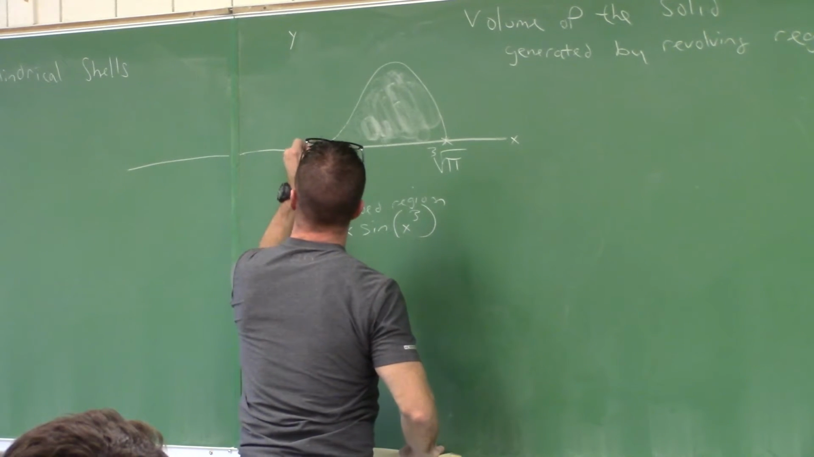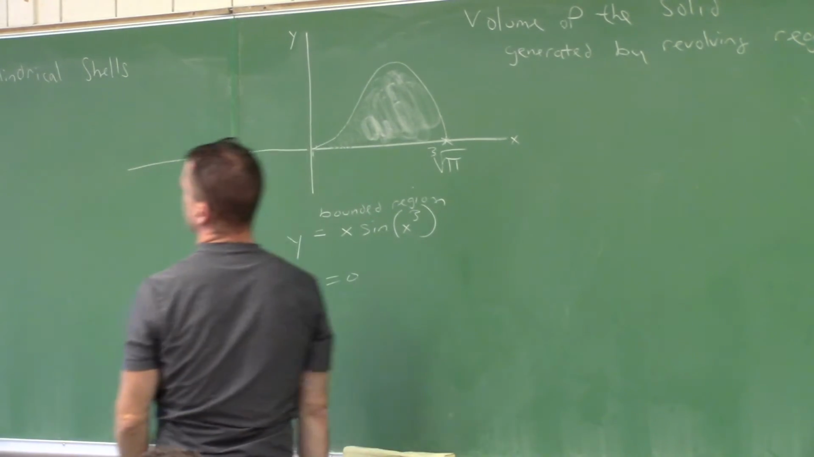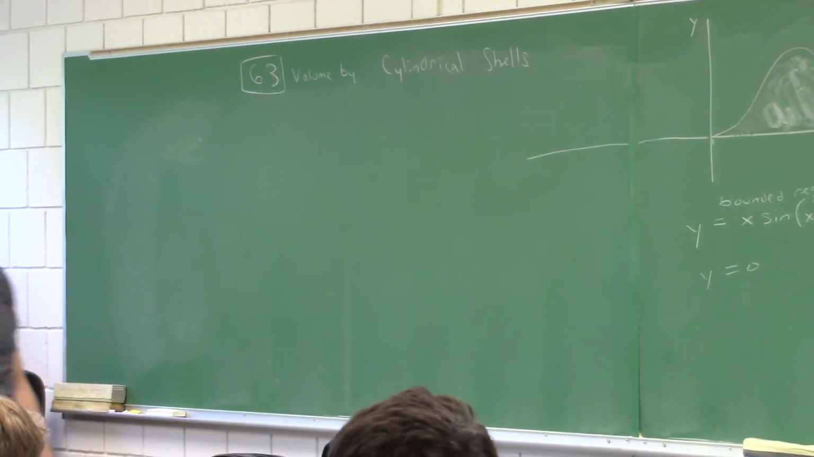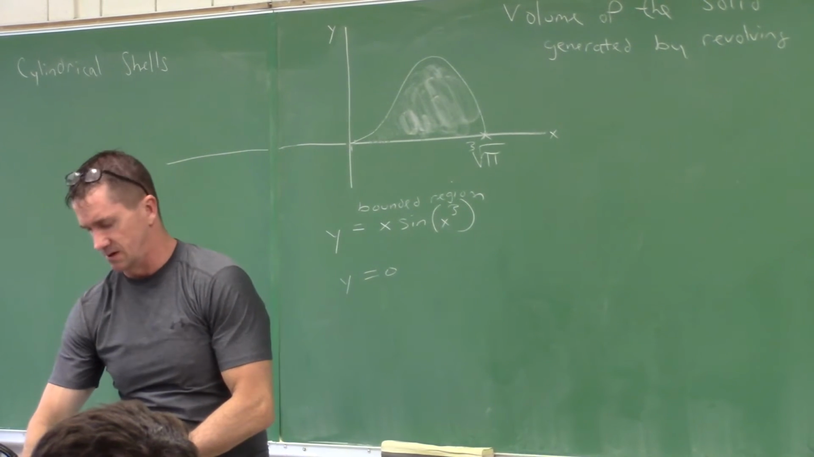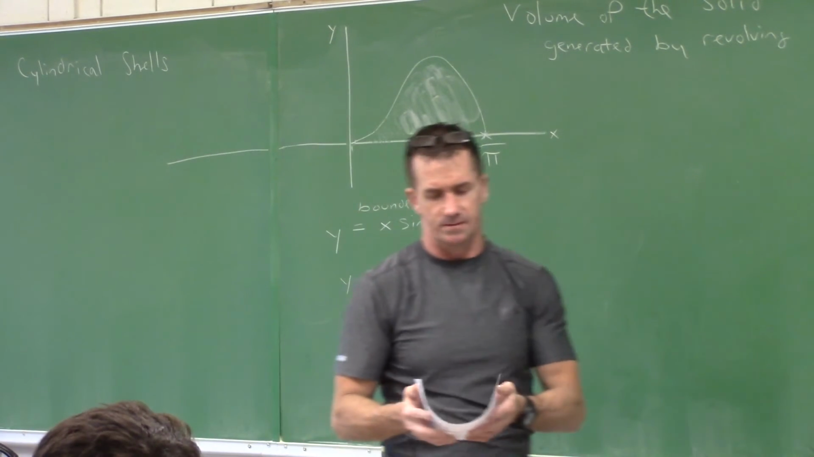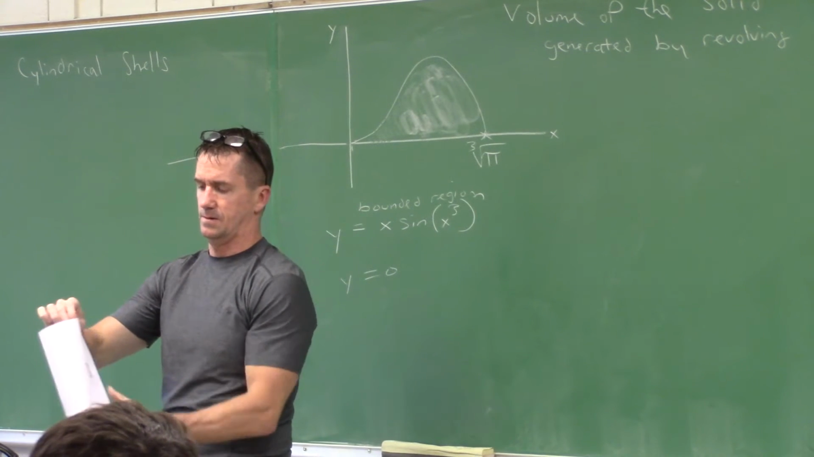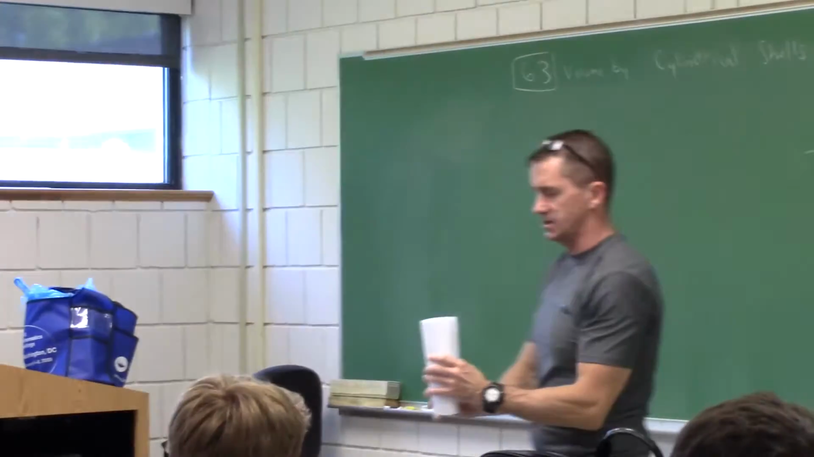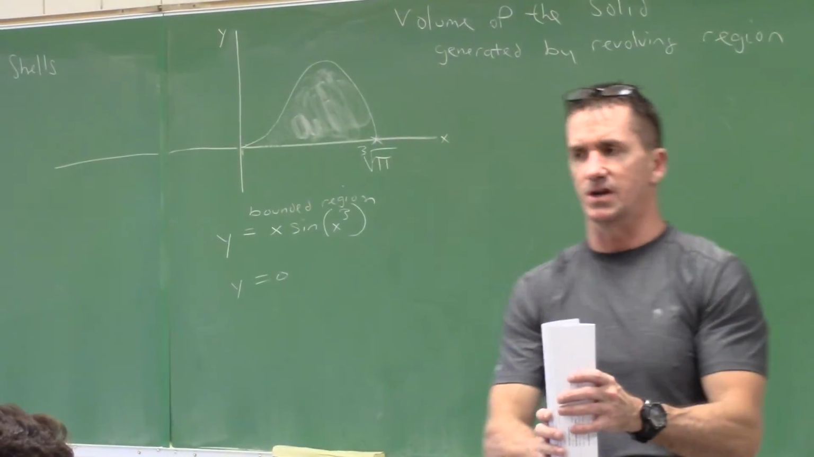We're going to use a technique presented in section 6.3, the cylindrical shells method. So this is volume by cylindrical shells. Let's start out with just one cylindrical shell. I'm going to take this piece of paper here and cup it. That's a cylindrical shell right there. It's a cylinder, and we'll just call this a shell.